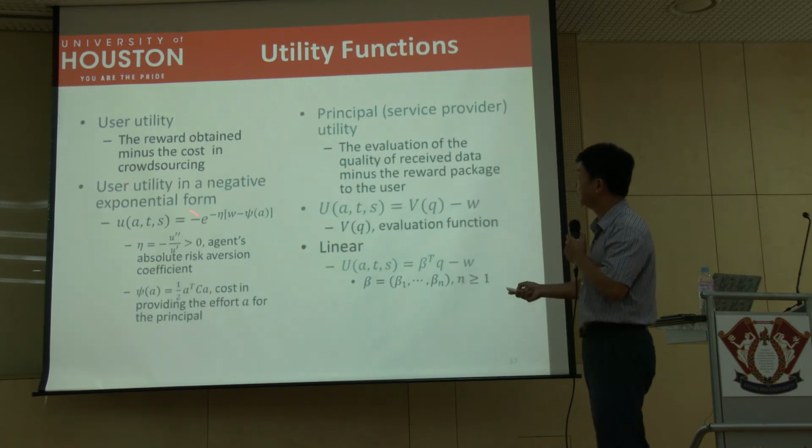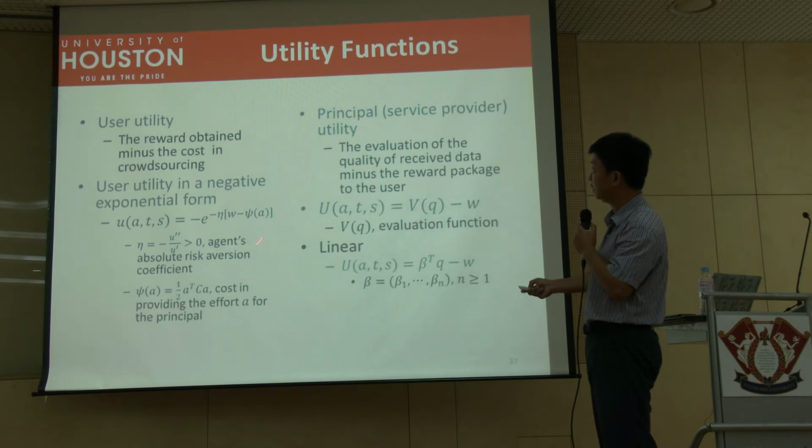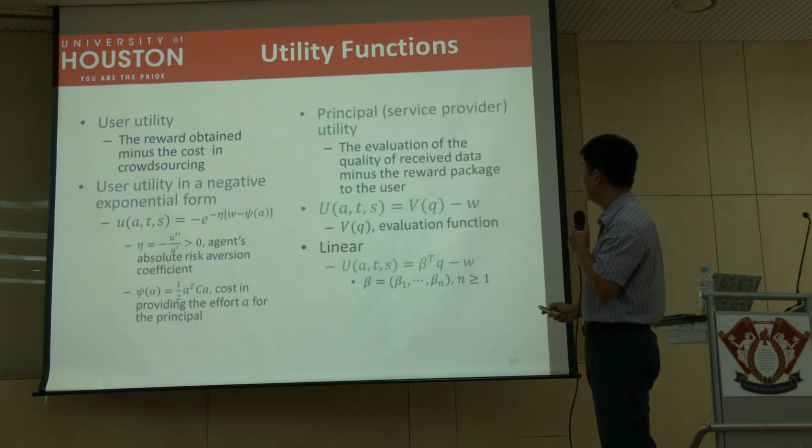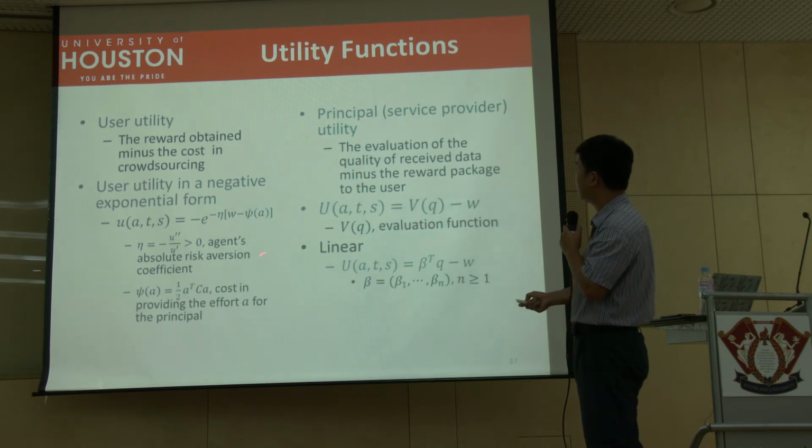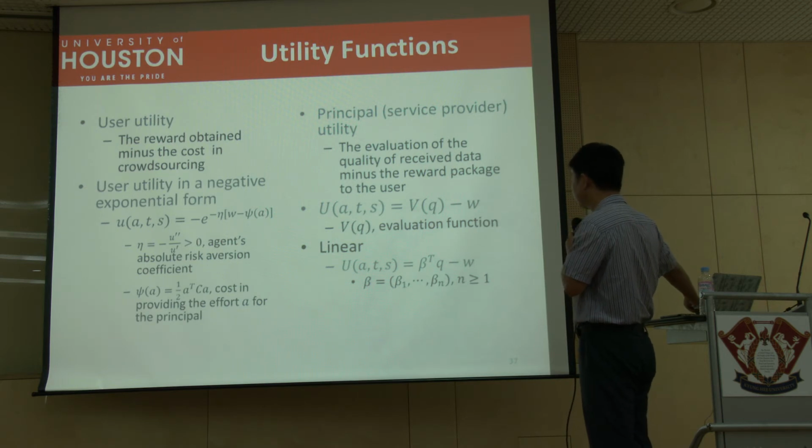And then for the utility of each worker, we use this kind of exponential form. And then we try to design this one so we get an optimal solution for that. Basically, we can get a closed-form solution on what is the design for this.